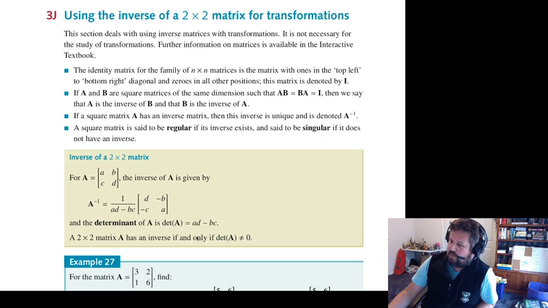So again, with these things, if you're asked to find out the inverse, it's often wise to work out what the determinant is first. If you work out the determinant and it is equal to 0, then there's no point going on and trying to find out the inverse. It's not possible. The determinant has to be a value that's not equal to 0.